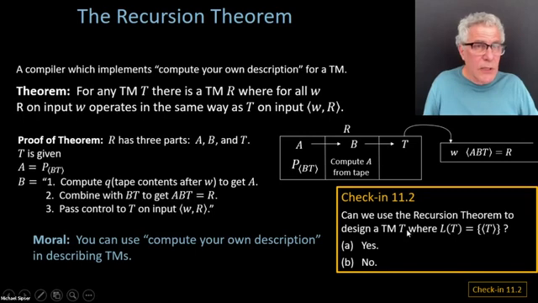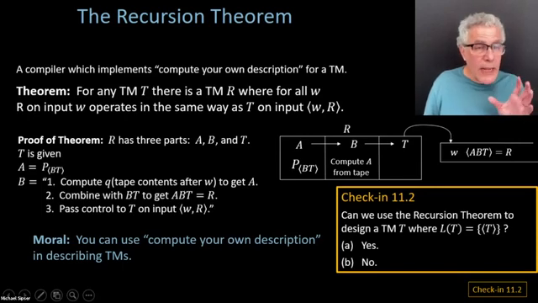No, now I'm looking at this check-in. This T here is confusing with that T. It's not the same T. That's bad. I should call it M. Design a machine M, where L of M is the description of M. And can we use the recursion theorem to do that?